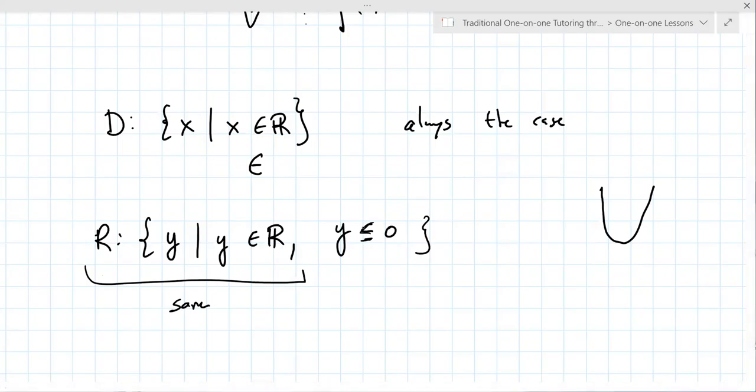And then it's just whatever the biggest number is, or the smallest number. So let's say this one was opening up. This one would be y greater than or equal to zero. So it's where it's like at the peak of the graph, kind of. Yes, but some graphs are all real numbers.